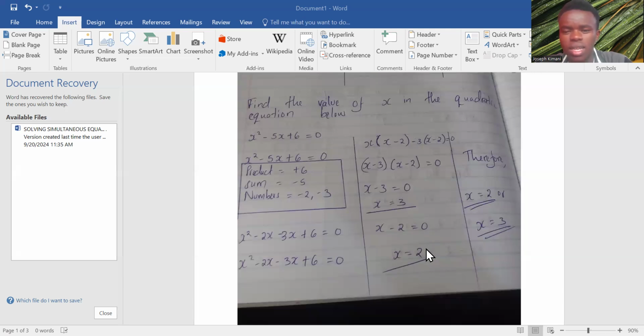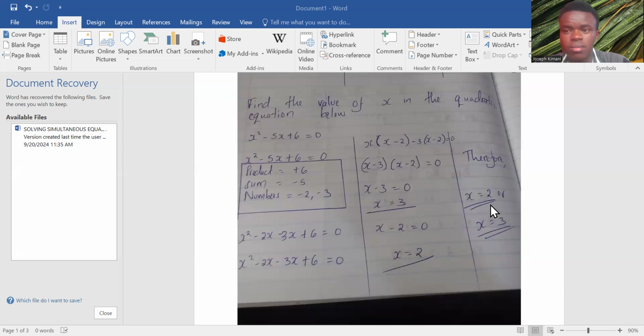I hope we are together, guys. So up to this point, I've solved my equation adequately and gotten the two values of x. x can be either 3 or x can be 2. Therefore, I'll give my answer as x equals 2 or x equals 3.